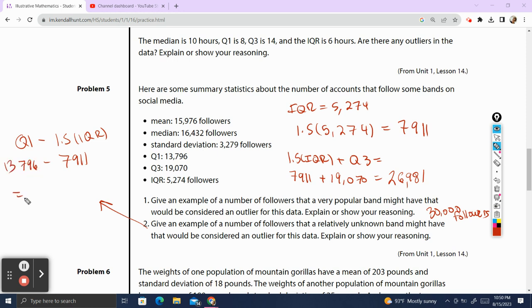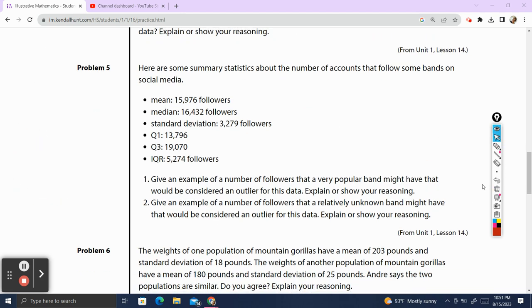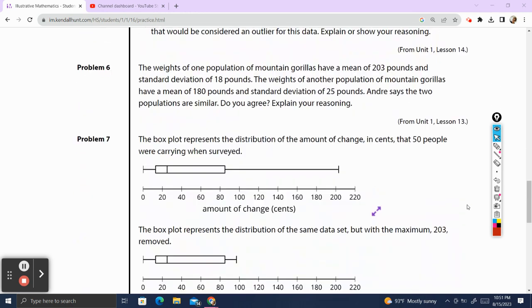13,796. And now we are all going to pull out our handy dandy calculators to take a second and calculate this value. And if we do it correctly, we are going to get 5,885. So 5,885 is the lower boundary for our outliers. So if somebody had 5,000 followers, that would be an example of a band that has an outlier on the lower end of the data set. This is my reasoning that you can use to explain this problem. If you need a pause to identify how to do these calculations, take a second and pause now, just like I did, in order to study that question.